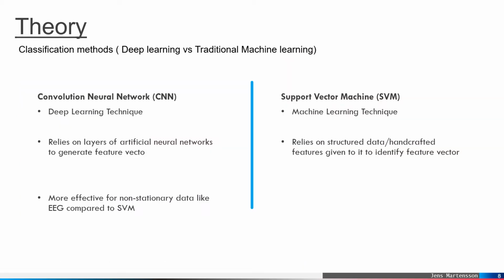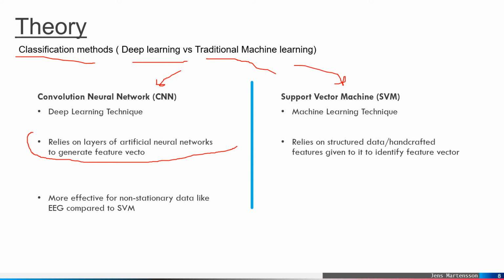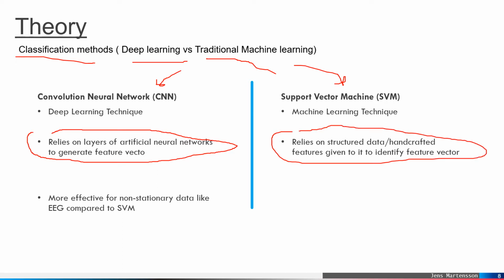Another important piece of theory is the classification methods. We have deep learning and traditional machine learning. The two contenders for this are CCN for deep learning, and for traditional machine learning we have support vector machines. Why we chose CCN is because CCN relies on layers of artificial neural networks to generate its feature vector, while support vector machine relies on hand-structured data to identify its feature vector, meaning that it would require the user to feed information to it by hand. Also, 3D CCN is more effective for non-stationary data such as this EEG signal, so that's why we've gone with that.